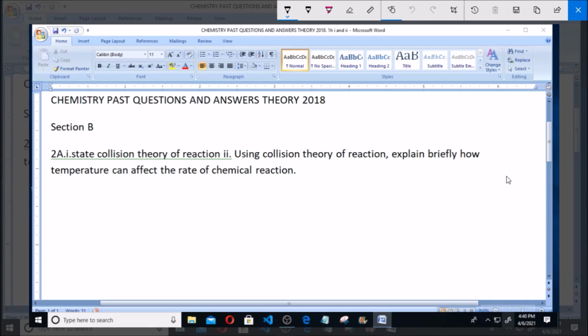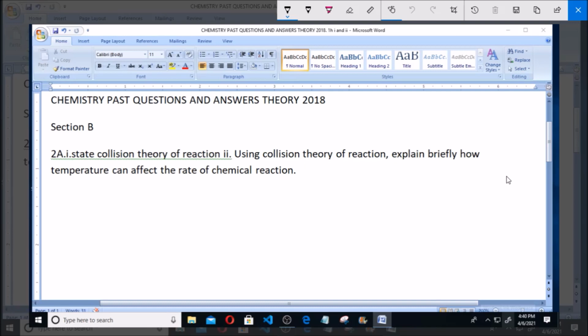Collision theory assumes that there must be a collision between reactant particles, that is, atoms, molecules, and ions, before a reaction can take place. The fraction that results in production of products is referred to as effective collision. So that is just the explanation of collision theory. Now, answer to question number 2A, Roman Figure 2.